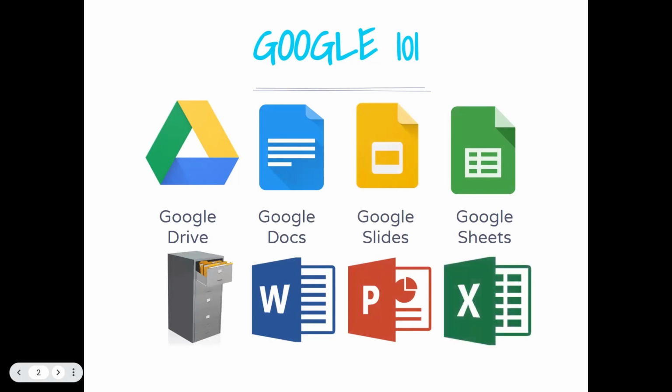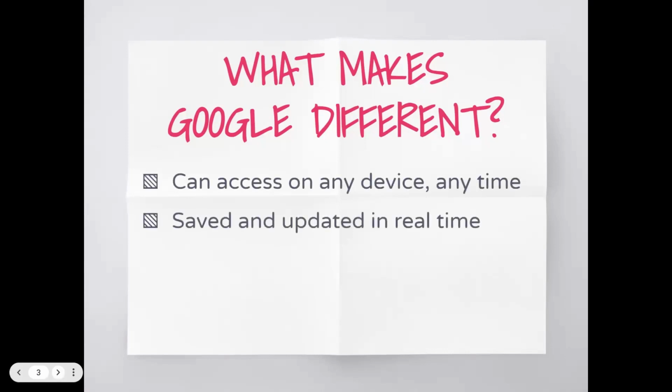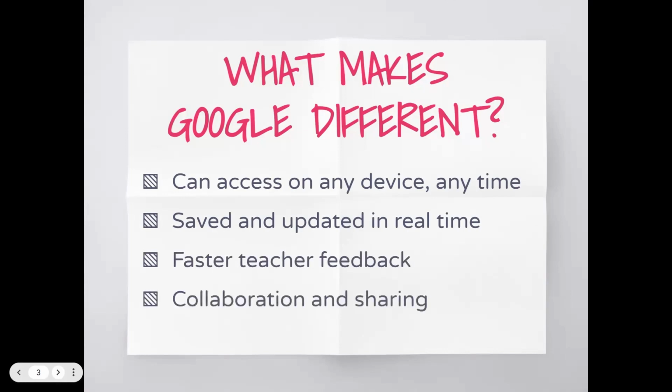These 4 are all a part of Google Workspace, as I said before, and because they are web-based, you can access them on any device at any time. And everything that you do using these tools will be saved and updated in real time, so there's no worrying about losing data. What makes Google different? Well, you can access it, like I said, on any device at any time. It's saved and updated in real time. It allows for faster teacher feedback and also for collaboration and sharing between students.